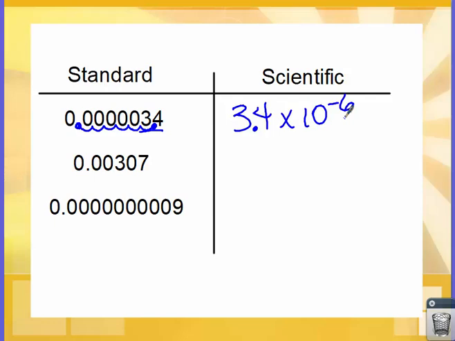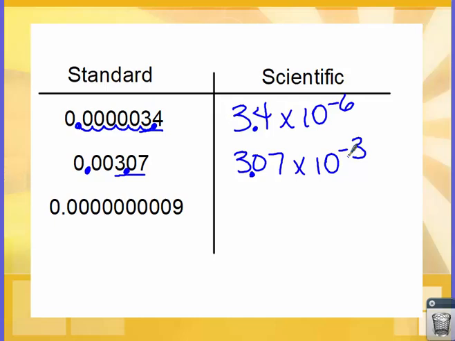Okay, so the next one, we have 307 for our significant digits. Where do I need my decimal to be? Between the 3 and the 0. And then times 10. And then we look, how many places did I move the decimal? Well, here's where it was. Here's where I moved it to. 1, 2, 3, negative 3.